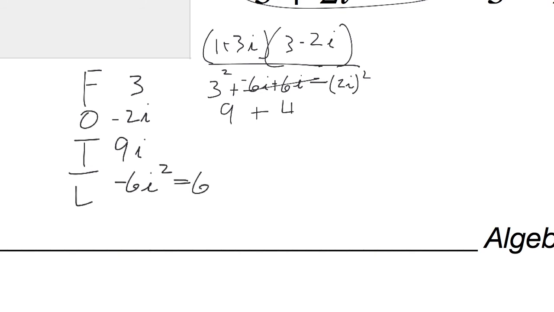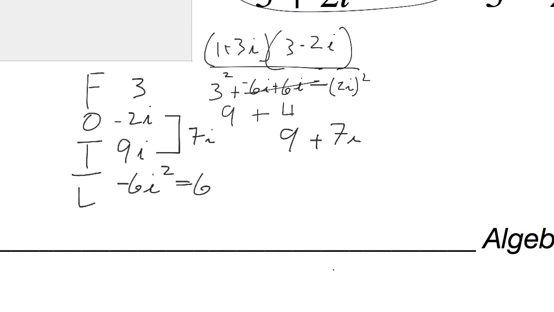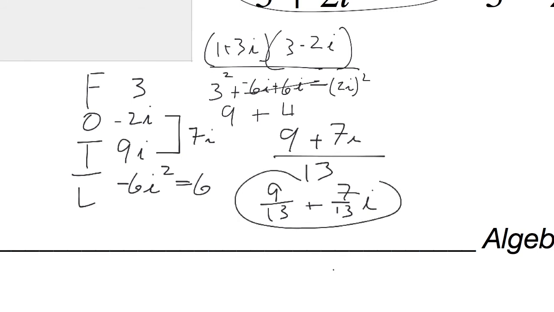When you combine those like terms, you get 9 plus 7i all over the 9 plus 4, which is 13. And if you really wanted to split it up and be kind of a complex number purist, it would be 9 over 13 plus 7 over 13i. You've got the real part, and then you've got the imaginary part combined together.